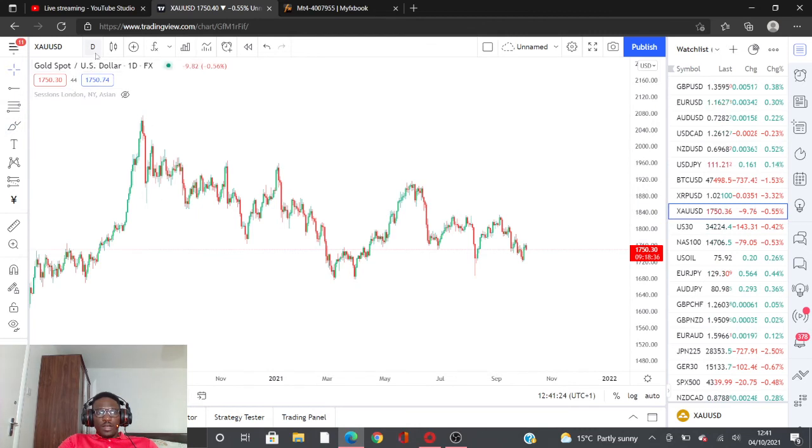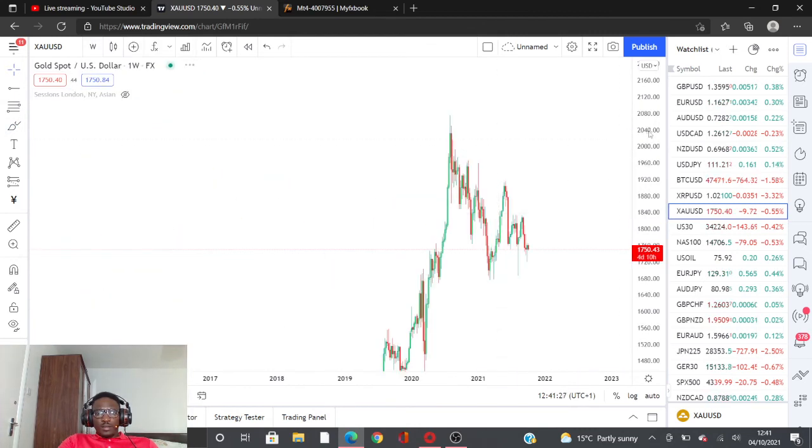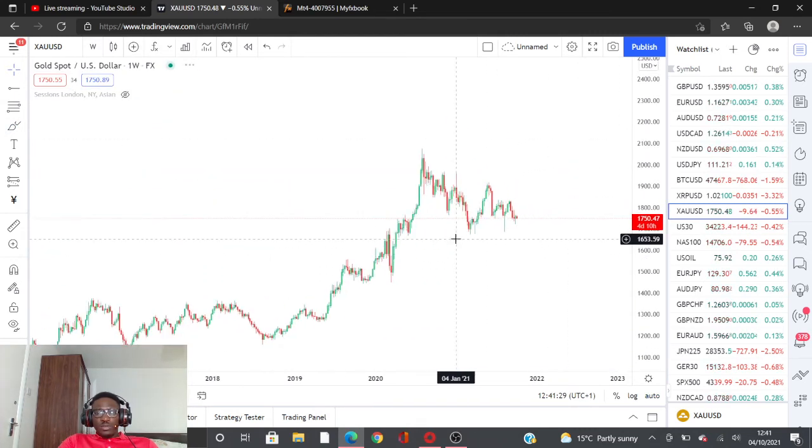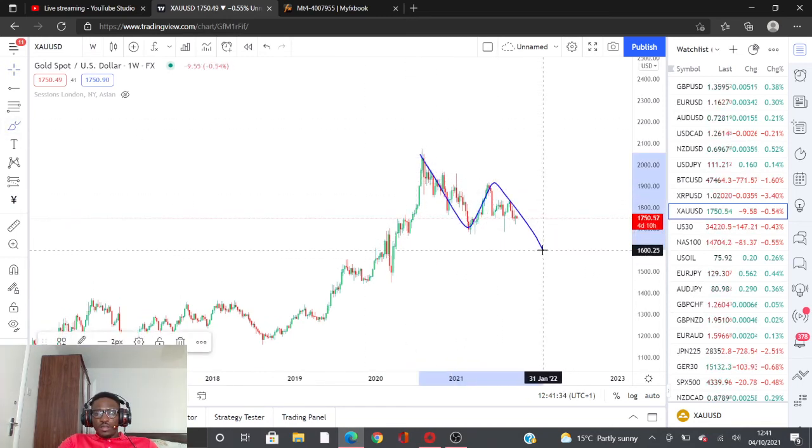But that's looking at it on a daily chart. Looking at it on a weekly chart, yeah, it's bullish. Gold is bullish 100%. And we're probably getting a classic 1 2 3 correction before we take off.